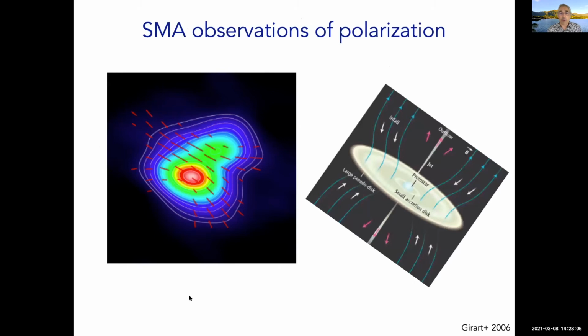Here is an example of the SMA observing polarized dust emission. The colors in the background here show the total intensity of the emission, and the red lines show the direction of the polarization. You can see the polarization runs along this way, but there is a curvature to it that you can see on both sides of the source. Now, this is emission, so the polarization vectors are perpendicular to the magnetic field direction. So the inferred magnetic field has a direction that looks like this on the right-hand side.